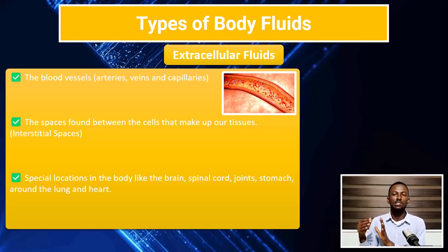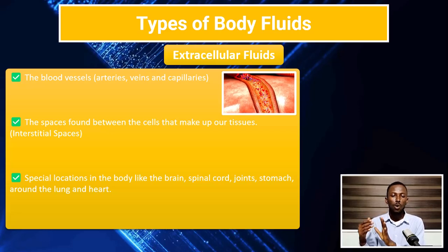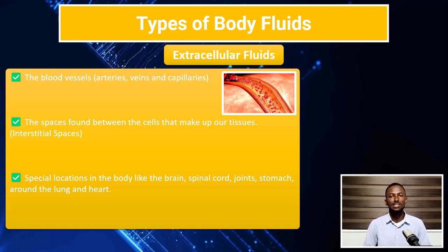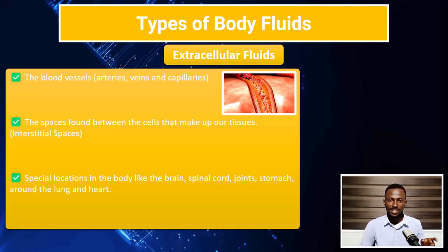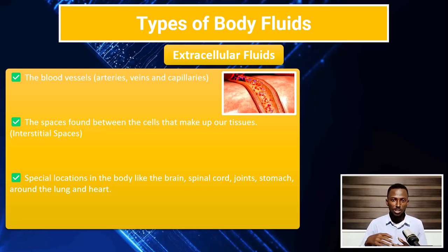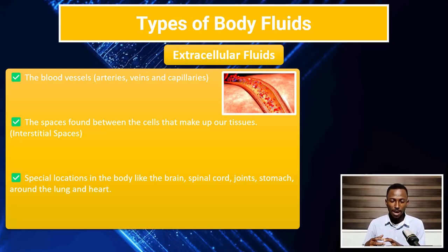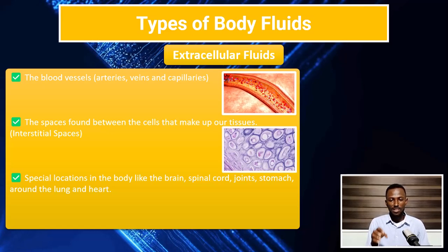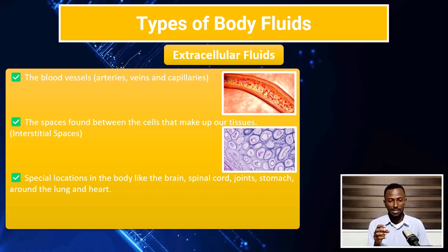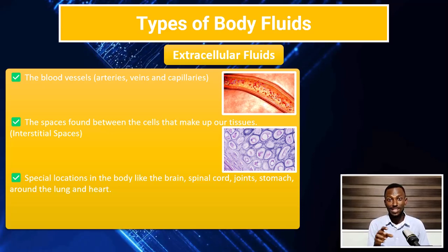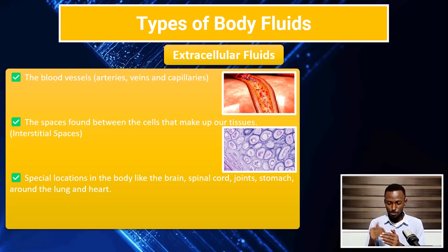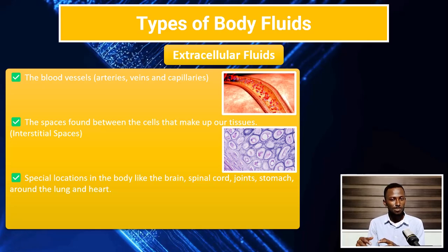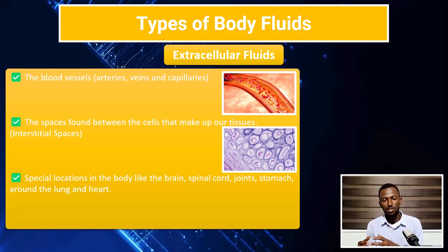So the blood vessels act as extracellular compartments, storing extracellular fluids. They have the next space known as interstitial spaces. And by interstitial spaces, we are referring to all the spaces between the cells that make up our tissues and organs. So if you look at the picture on the screen, the structures you see in that picture are cells. Those are cells. And the cells have spaces between them. And these spaces can also store fluids. So these spaces are known as interstitial spaces.